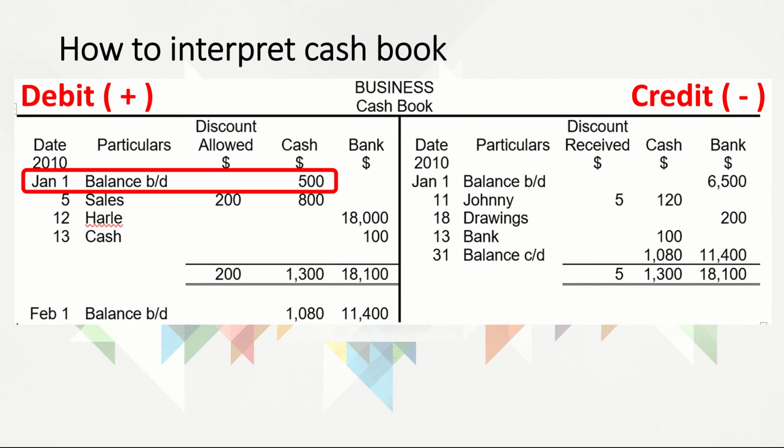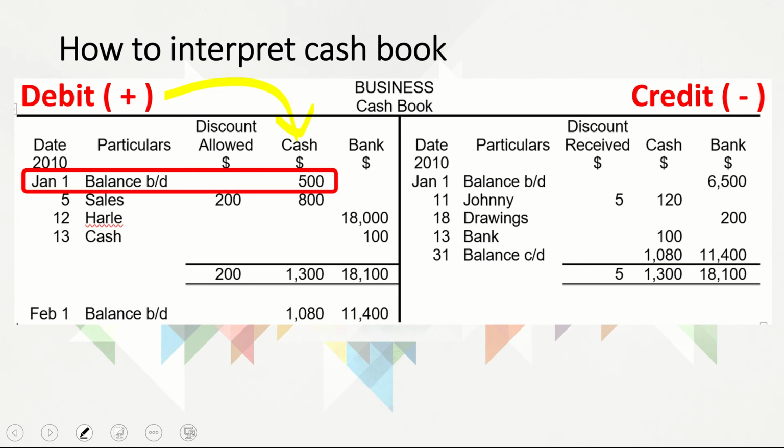So if we take a look at January the 1st, you can see that there is a cash balance in the debit column of $500. All right. So what this tells you is that at the beginning of the month, there is $500 in cash in hand. It's a positive balance, means you literally have money, $500 money inside your cash in hand.